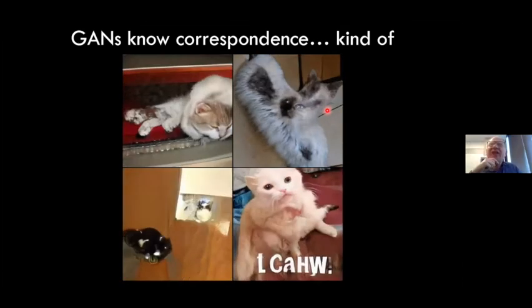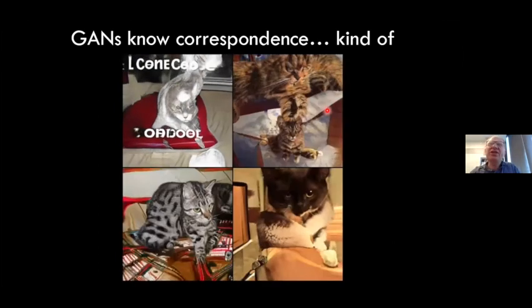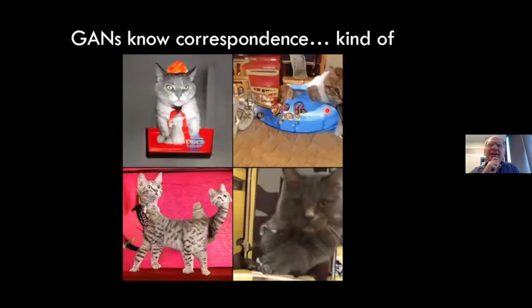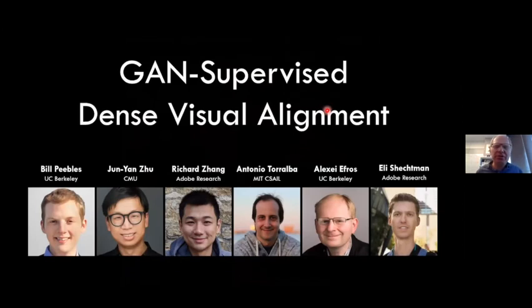So it's almost like a video, right, that the GANs are generating. And we're thinking, can we use this again as a learning signal? And so this is our work that we're about to post on arXiv in the next week or two. We should have it up. We call it GAN-supervised dense visual alignment.